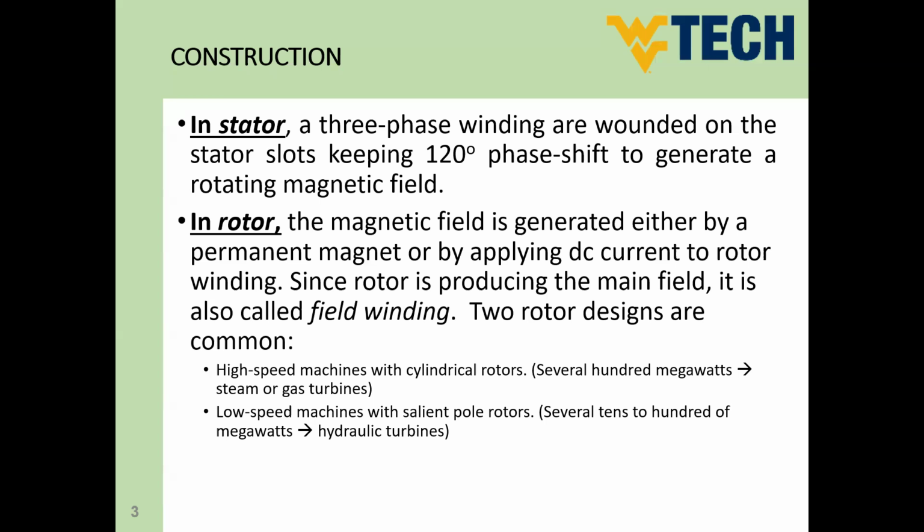The construction of a rotating synchronous machine, like any rotating machine, has two mechanical structure bodies. The first body is the stator. On the stator, we have three-phase windings wound in the stator slots, keeping a 120 degree phase shift between every winding. So we have three phases, with 120 electrical degrees of phase shift between every phase, in order to generate a rotating magnetic field.